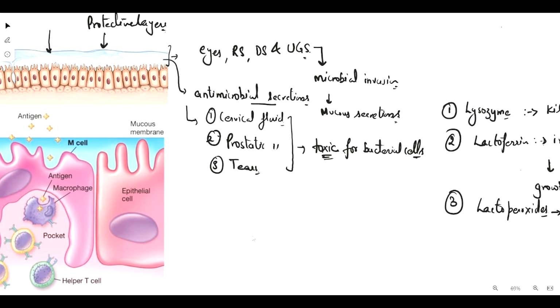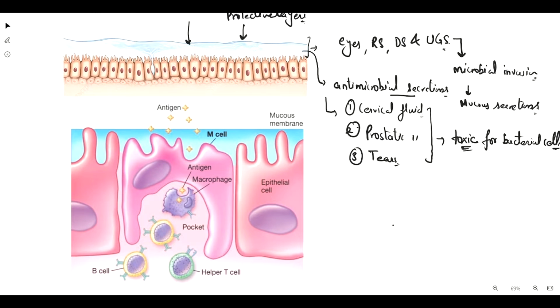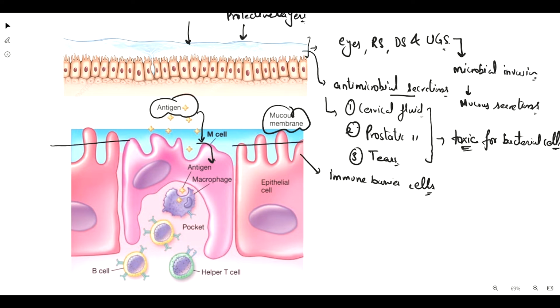But at some point, the antigen manages to penetrate this mucosal membrane and enters the cells which are present below the mucous membrane. These are called immune barrier cells. Now I am talking about the cells which are present beneath the mucous membrane. The mucous membrane we already discussed, and what it contains: different types of secretions.